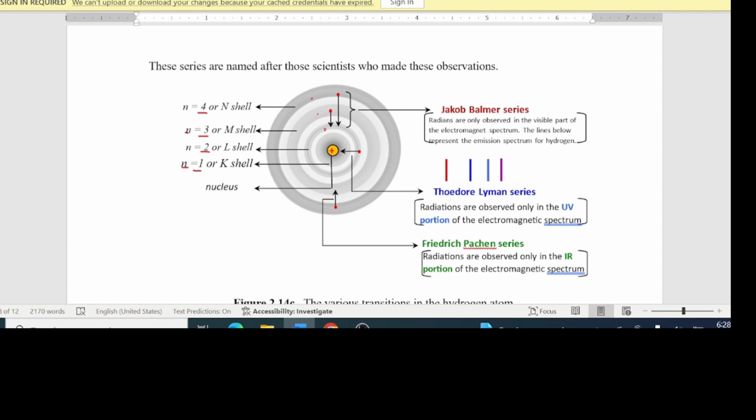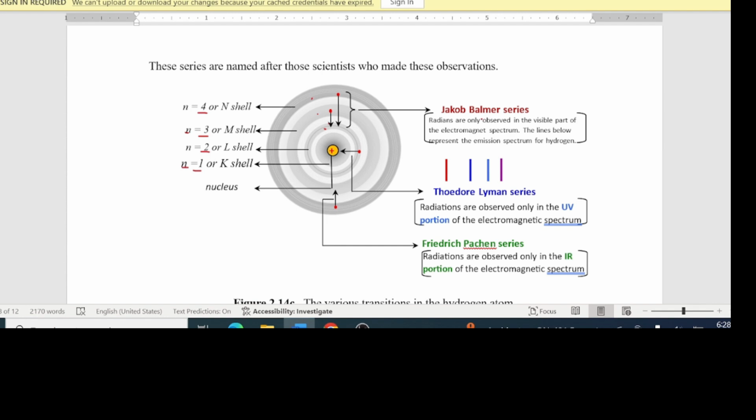So only these can be seen. If an electron is bumped from the first to the second shell, that will not be seen by the human eye, because the receptors in the human eye cannot detect such type of radiations. As a result of that, a series is named after him, Jacob Bohr. So he called it the Bohr series.